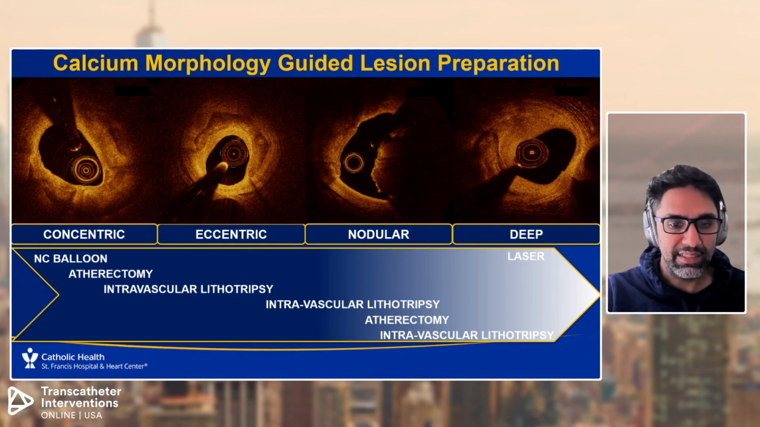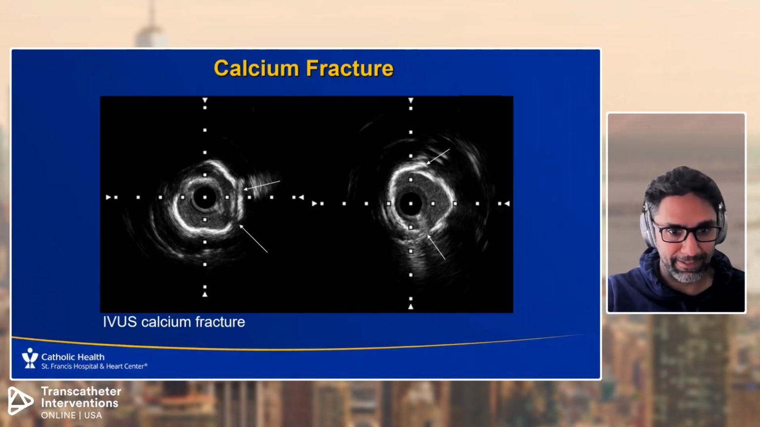And so the reason this is important is you can pick up the calcium on the angiogram, but it won't tell you the morphology. And the morphology of the calcium actually determines the proper lesion preparation. So for example, if you have concentric calcium, basically everything works. NC balloons are going to work, specialty balloons will work, atherectomy will work, IVL will work. But when you start to move into more nuanced calcium morphologies, such as eccentric calcium, nodular calcium, or deep or thick cap calcium, then you start to have to pick your tool for modification based on the imaging rather than simply based on the angiogram, where you're going to be guessing.